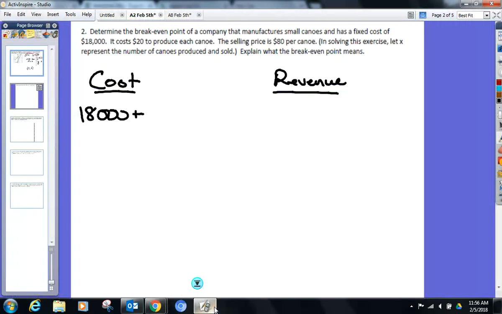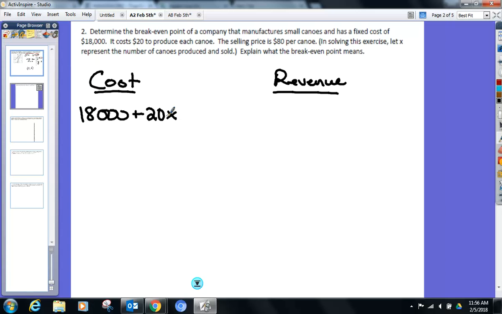20? Yep, $20 for every canoe, and it says leave x as the number of canoes. So that's how much it's going to cost: $18,000 plus $20x.